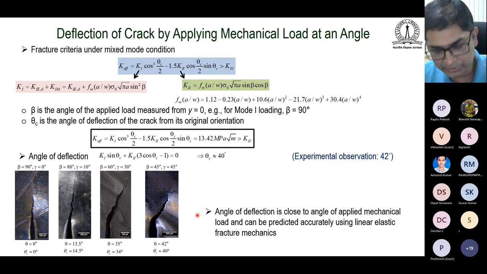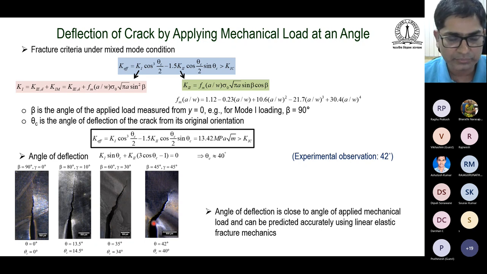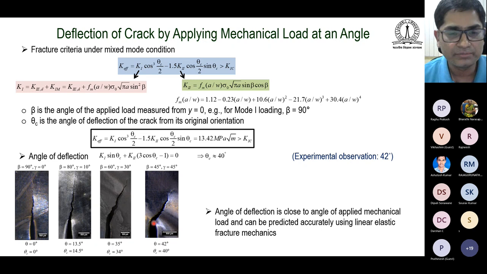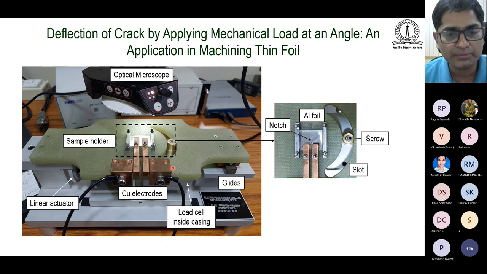Now, this is very interesting because this gives us an idea of deflecting the crack by a certain angle. Now, if we can continue to deflect this crack at a certain angle, and I can proceed with this, in some sense, cutting process, then we have a machining tool which can be good for cutting these foils. So this is where Swanand developed this nice setup, and he's still working on it to get some more results.